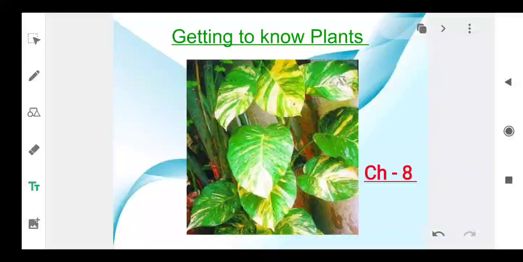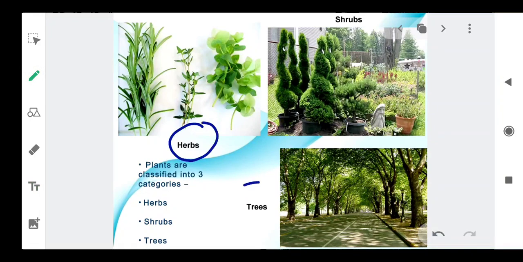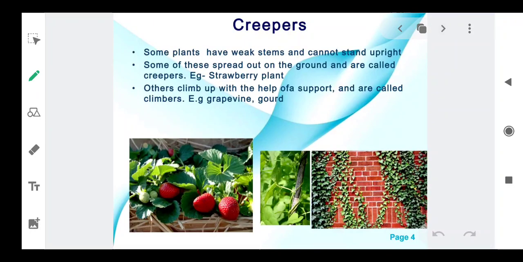At first let's see the different kinds of plants. What are the different types of plants around us? We have herbs in our locality. At first we have herbs, then we can see shrubs, and then trees. As you can see, the plants are of different types: herbs, shrubs and trees. These are the three types we have seen. One more is there, that is creepers.